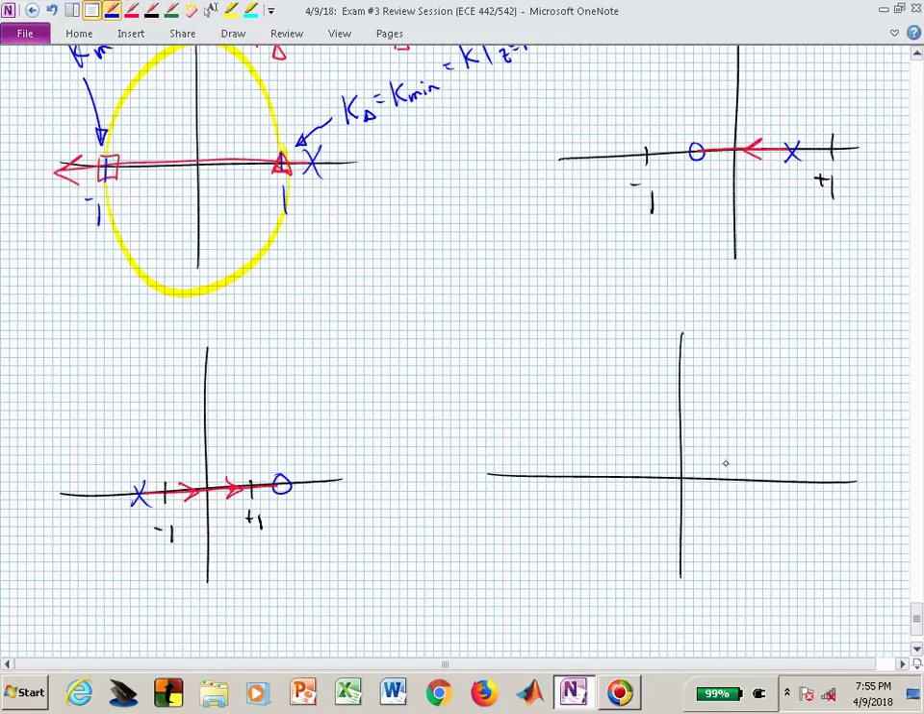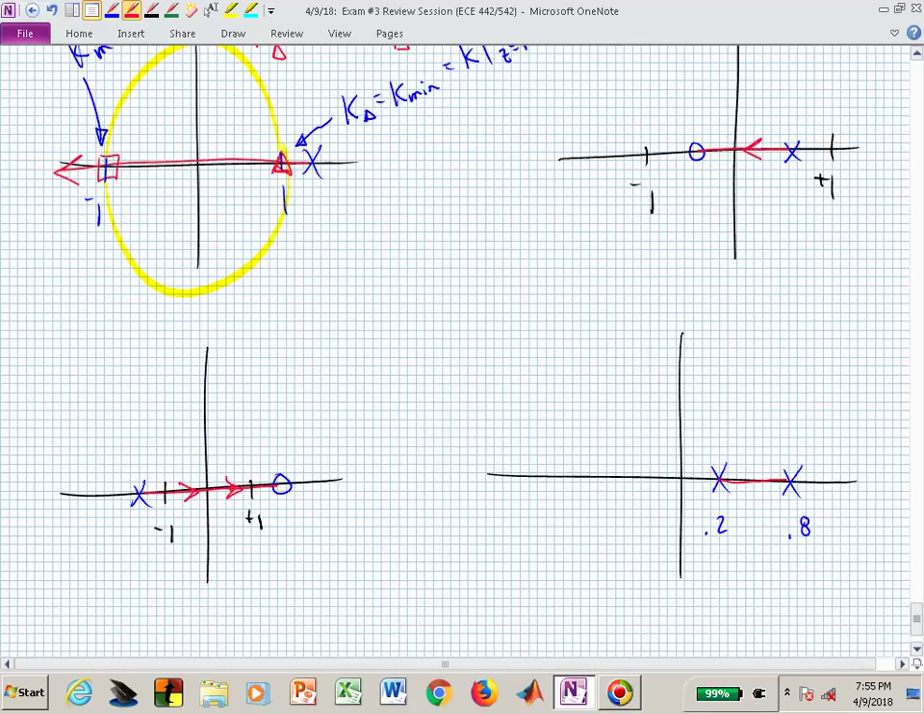What about this? And let me just go ahead and say this one's at 0.8 and this one's at 0.2. Can you sketch the root locus? And the easy answer is yes. Now you have to do it. But it's similar to what we just did.